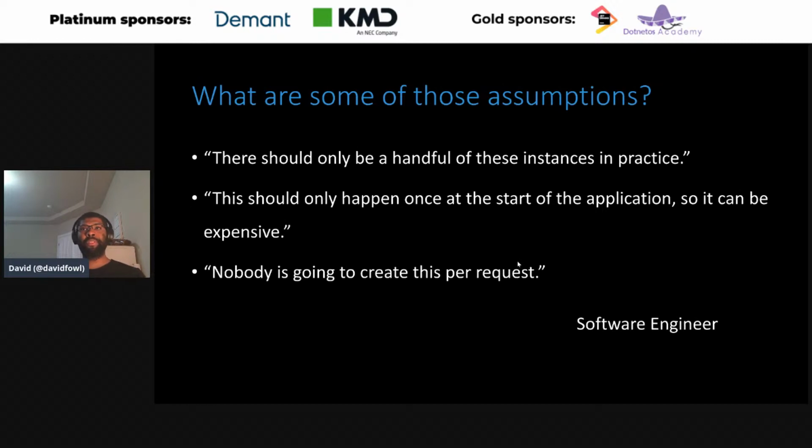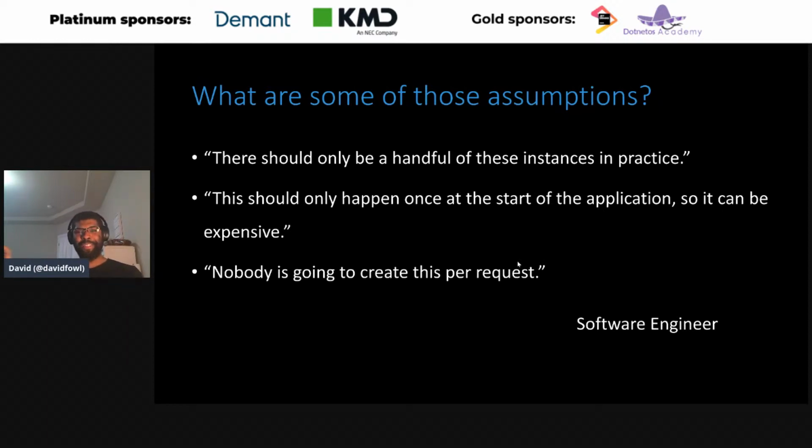So some examples of those assumptions are, a software engineer would say something like, there should only be a handful of these in practice. This should only happen once at startup. Have you ever had a time where you were debugging something that was only supposed to happen once and you saw the breakpoint get hit like 10 times?